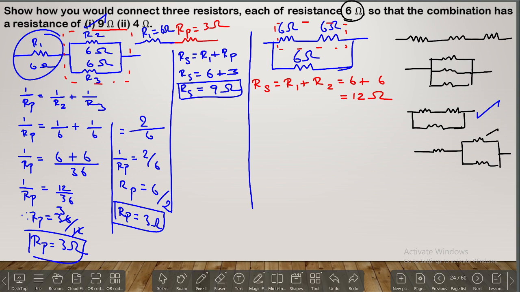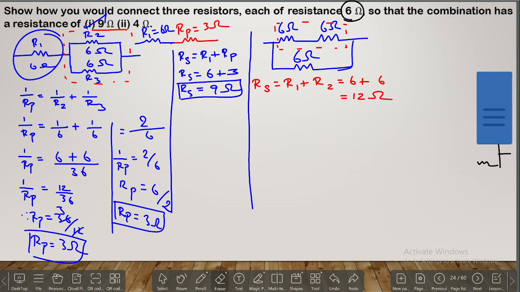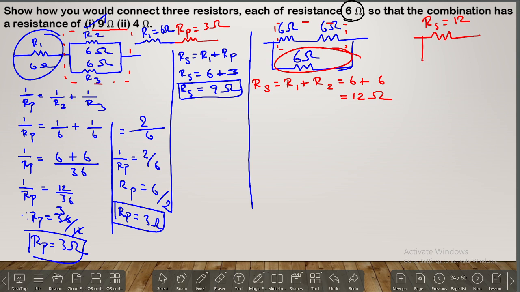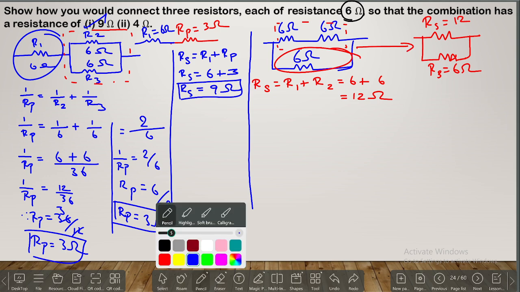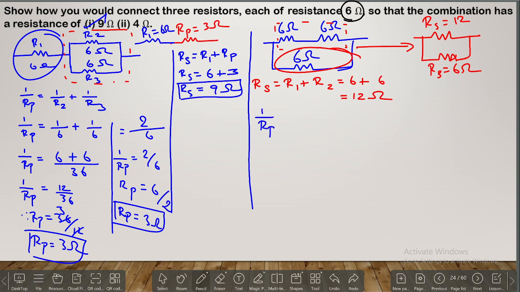Now these 2 resistors have combined and we got a single resistor of 12 ohm. Let's call this Rs. Rs is equal to 12 ohm, and along with that 1 resistor is in parallel, and that is R3 equal to 6 ohm. Now this circuit has been simplified like this. Look at the final circuit. It's in the form of a parallel combination. What is the parallel combination formula? 1 by Rp is equal to 1 by Rs plus 1 by R3.